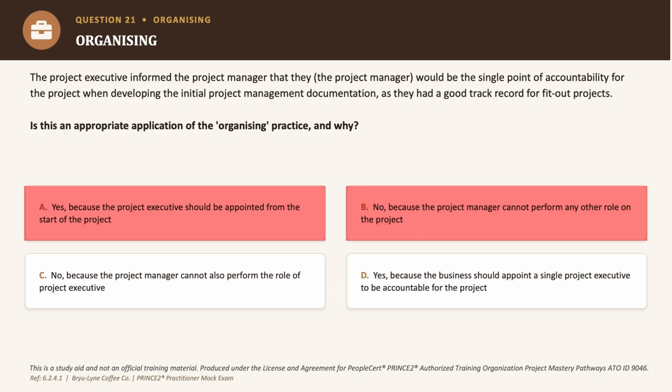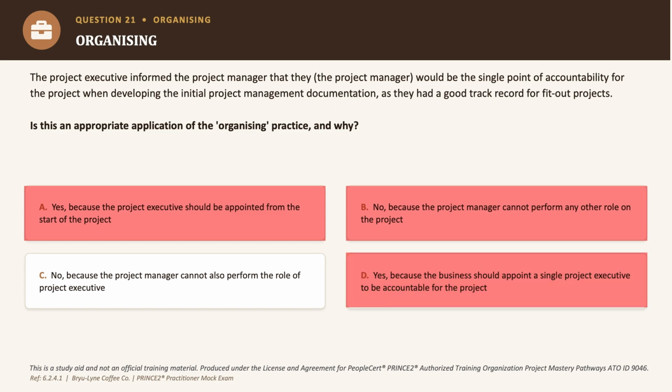Option D says yes because the business should appoint a single project executive to be accountable. Now overall it's true in principle, but that's not what's actually happening here as part of the scenario, right? Because the business should appoint the single point of accountability to the project executive and not to the project manager, and these two roles cannot be combined.